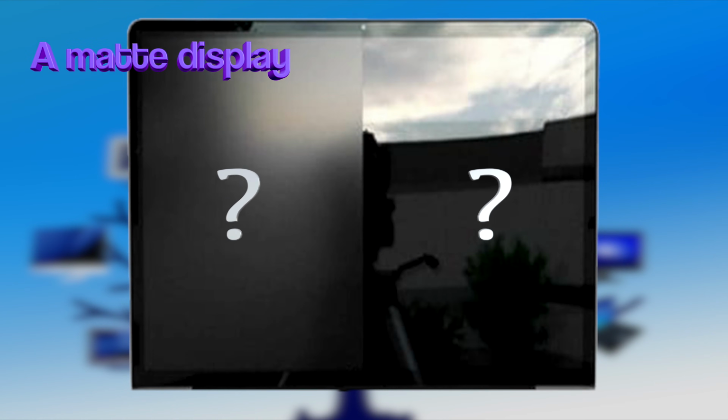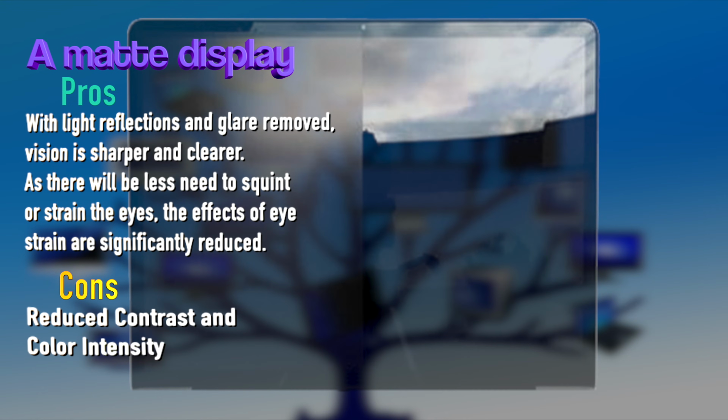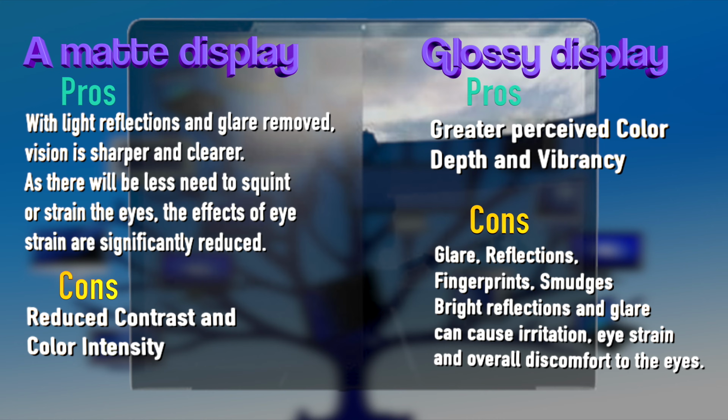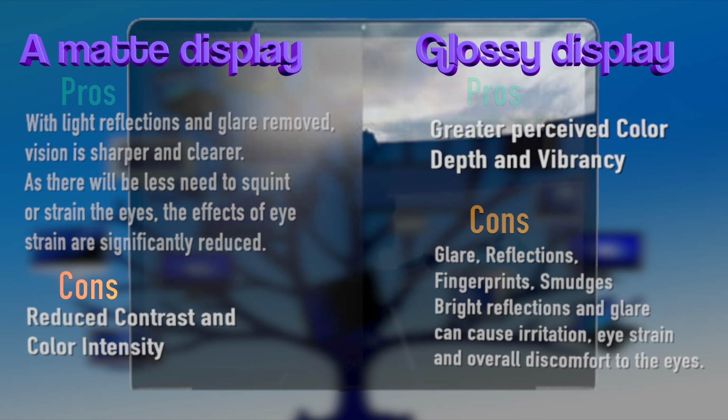Matte, anti-glare, or a glossy display, which is better? A matte display helps cut down on glare and reflections, but at the cost of reduced contrast and color intensity. While glossy screens are more prone to glare, reflections, fingerprints, and smudges, they produce a greater perceived color depth and vibrancy. So it's your choice of compromises.